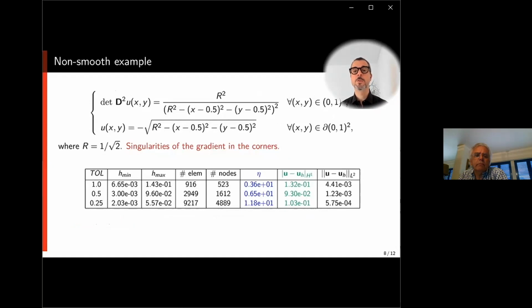Now, when we turn to non-smooth problems, here we have a solution that has singularities in its gradient in the corner of the unit square. So here you can see that we don't have an optimal behavior anymore because we have a singularity. And actually, we don't have the right convergence order for the H1 norm, but we do have the right convergence order for the L2 norm, as expected.